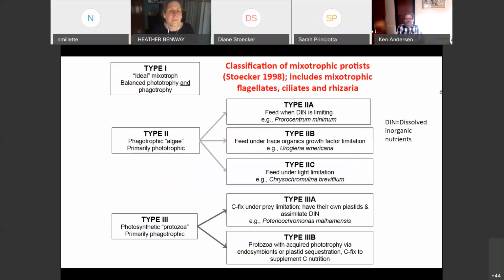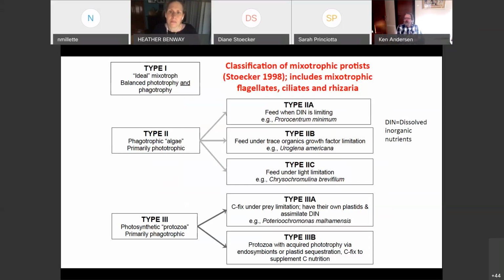Well, a year later, I published a paper on classification of mixotrophic protists, and I was influenced by Jones's work. Her paper was already published when I published this. And I divided them up somewhat differently. I also used a physiological basis for this, but rather than using growth, I used responses of photosynthesis and ingestion to changes in irradiance, nutrient availability, and prey availability. And I also included, besides the flagellates, ciliates and rhizaria, because all three broad groups of protists are important in the oceans.